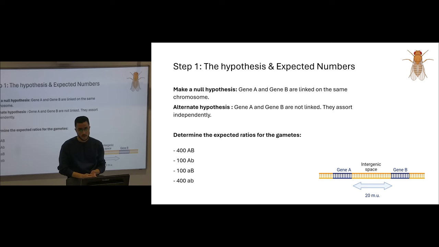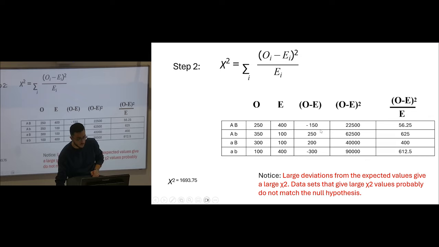So then from there, you just have to do these calculations. So build your table like this. You would do O minus E for each one of them, and then square that, so that gives this number. And then you divide it by the expected. And at the end, you add them all. All this, the last column, you add them all.